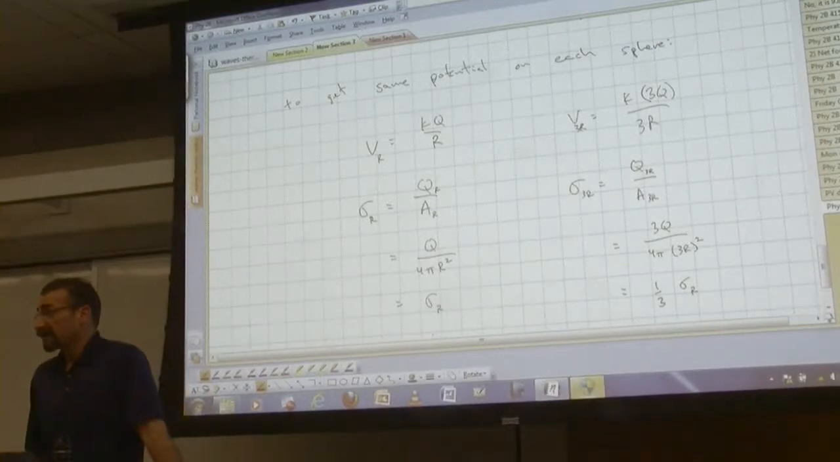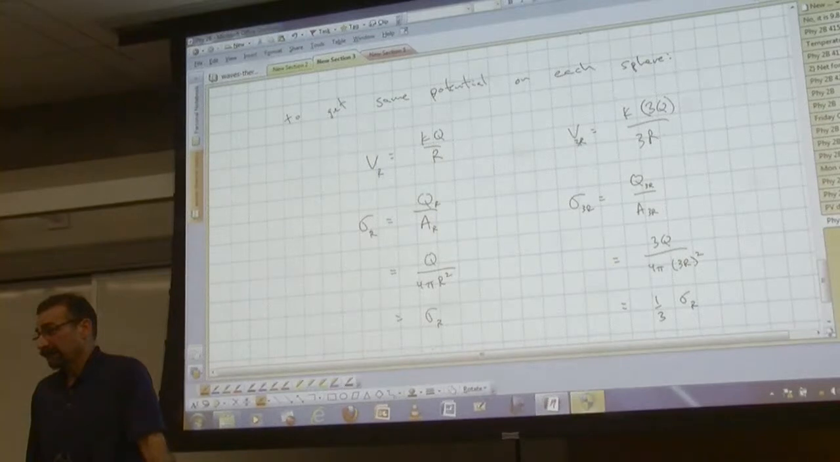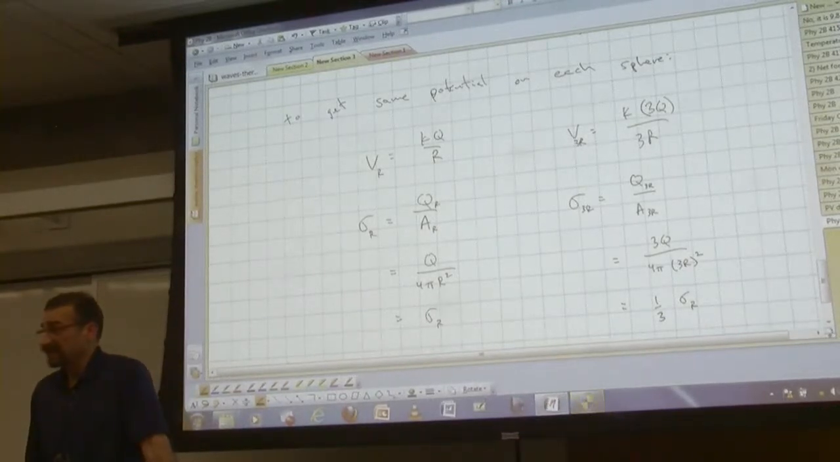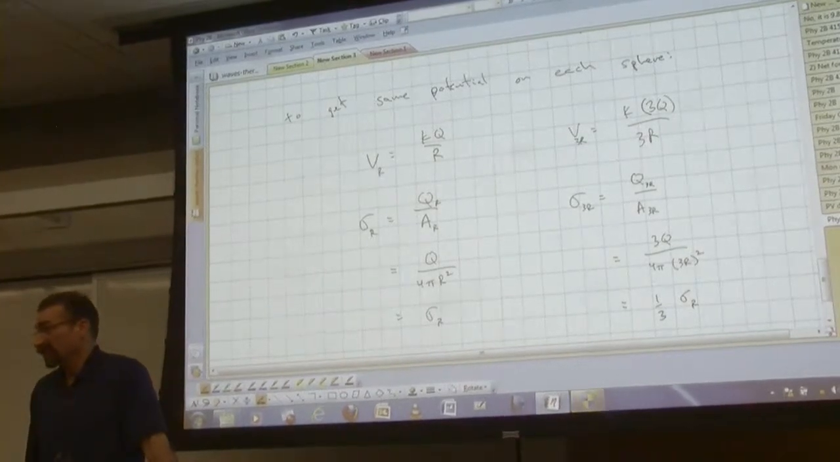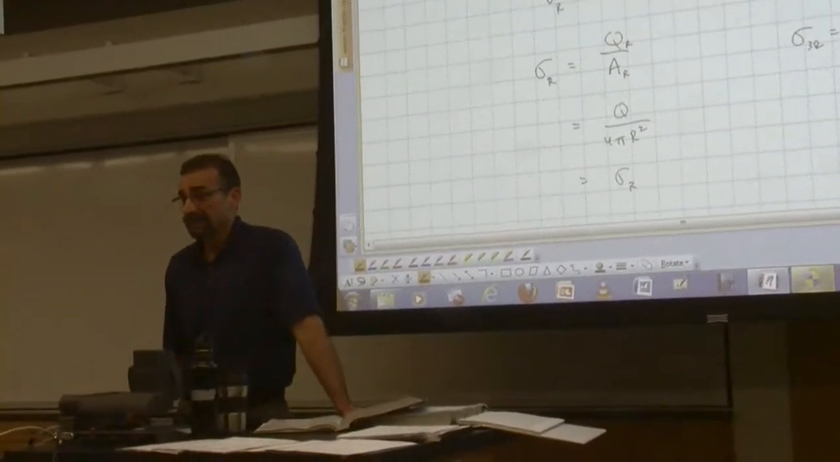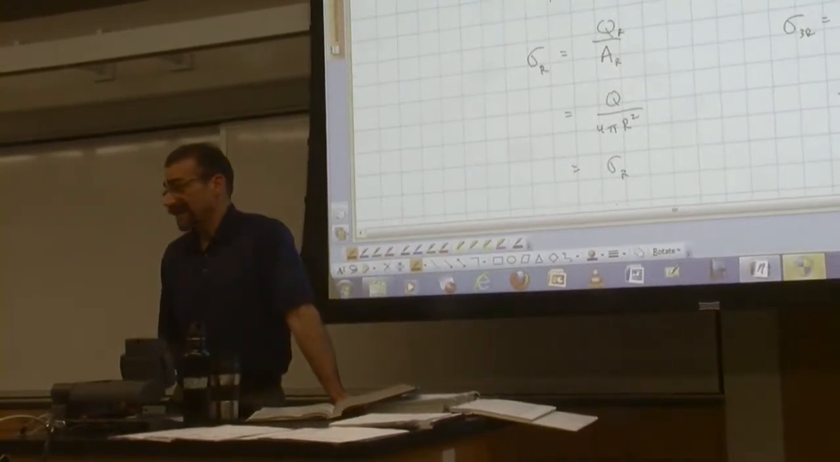You see that? In order to get the potentials the same, the larger radius of curvature, the larger sphere, has a smaller surface charge density. It has more charge on it than the smaller sphere, but it has much more area. So the charge spreads out more. So the charge density is less.